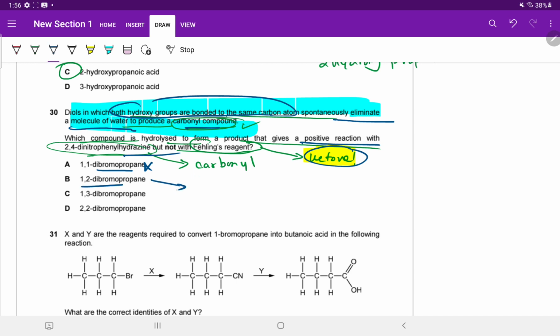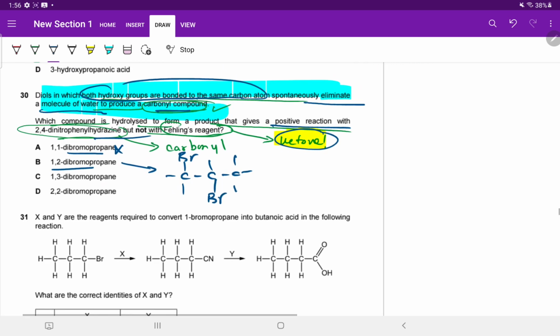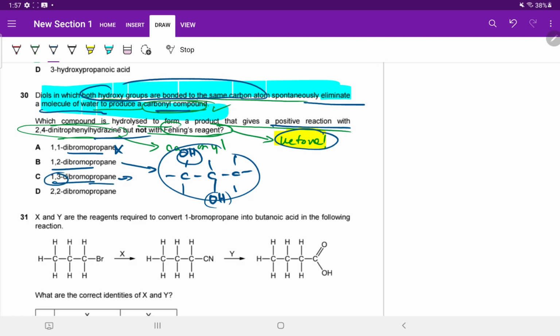Option B says 1,2-dibromopropane. So once again 3 carbons. 1,2 means carbon 1 and carbon 2 shall contain this bromine. Now whenever this will be hydrolyzed, these bromines will be replaced by OHs. Now since these OHs are not bonded to the same carbon atom, they will not spontaneously eliminate water. The same for 1,3-dibromopropane, the OH will be on different carbons, the first carbon and the third carbon, so they will not spontaneously eliminate water.